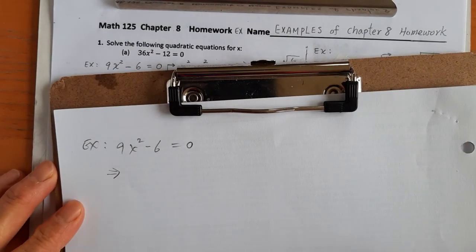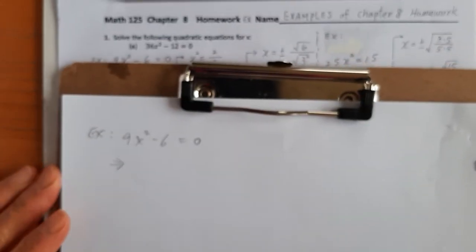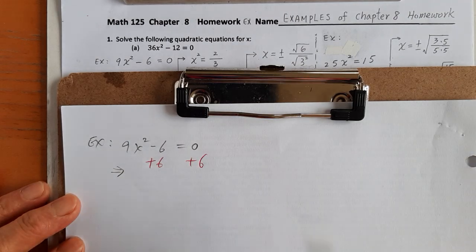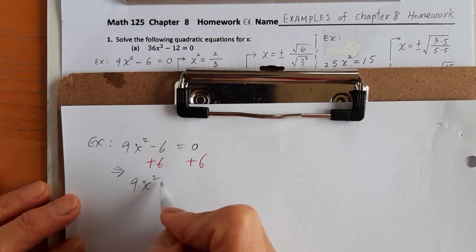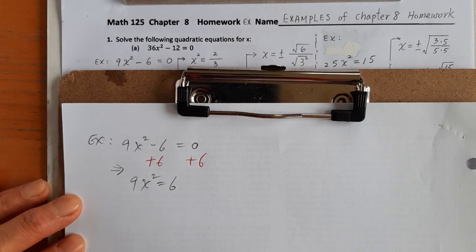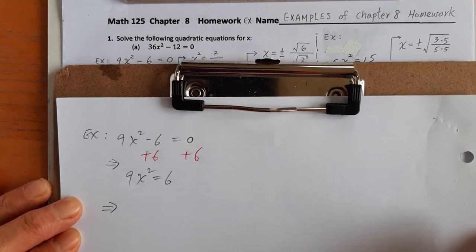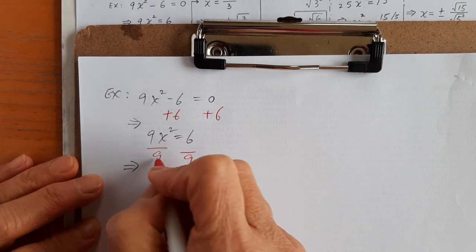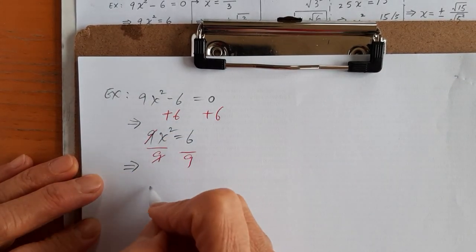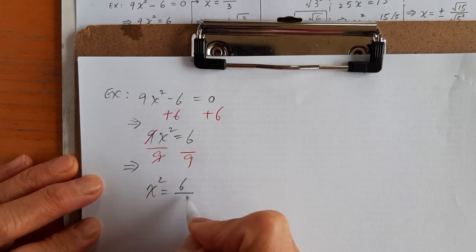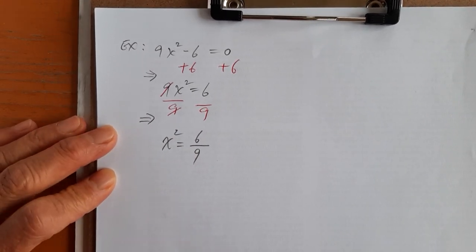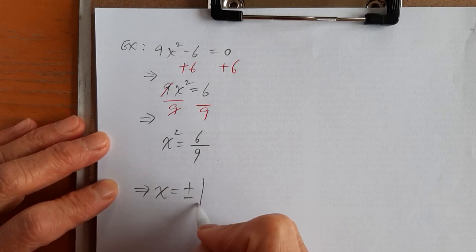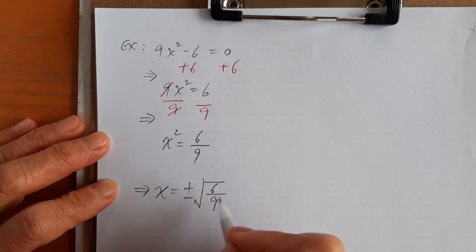Move the constant term to the right, add 6 to both sides. So you get 9x squared equals 6. And then divide by 9. Divide by 9, 9 cancels. So you will get x squared equals 6 over 9. Then take the square root. So you get x equals positive or negative square root of 6 over 9.